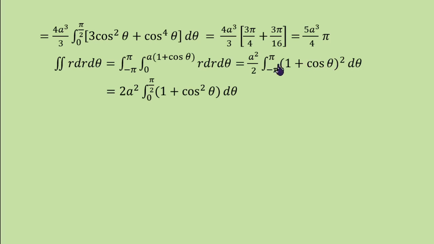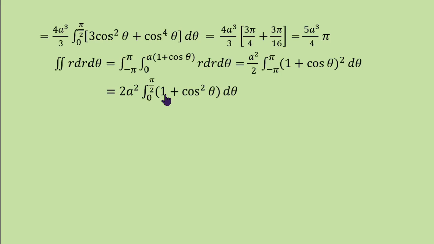For the odd term, this integral is 0. Therefore, you consider only 1 plus cos square theta, and minus pi to pi becomes 4 times of 0 to pi by 2. 4 by 2 is 2. So, 2a square integral 0 to pi by 2 of 1 plus cos square theta d theta.